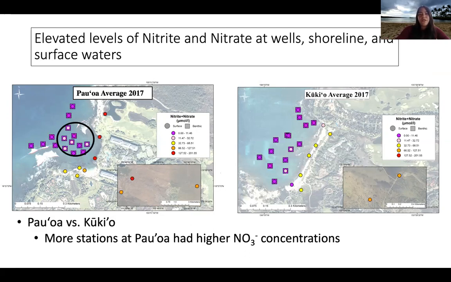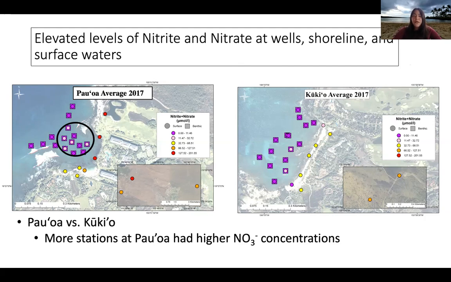Next, we looked at nitrates from these in situ samples. Again, following a similar pattern to the lower salinities, some of the stations with lower salinities had higher concentrations of nutrients or nitrates. And same layout as before, we have Pauoa on the left, Kukio on the right, and then the groundwater wells in the bottom right inset maps for each watershed, and then we have the shoreline and anchialine pond stations, and then the offshore stations with the circles being the surface stations, and the squares being the benthic.